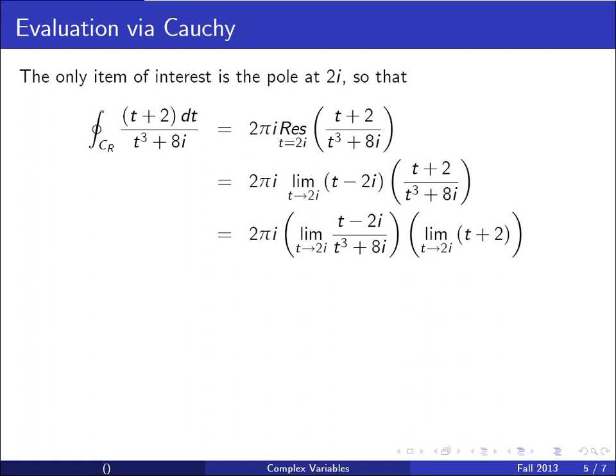And that's going to give me 2 pi i times the limit, as t goes to 2i, of (t minus 2i) over (t cubed + 8i), times the limit of (t + 2). Notice both of those (t minus 2i and t cubed plus 8i) are equal to 0 at 2i. The other part, the t plus 2 that's in the numerator, we put in a separate limit because we can just substitute to evaluate that. And in general, you'll put everything you can substitute in one limit and whatever you need to use L'Hopital's rule on in another limit.